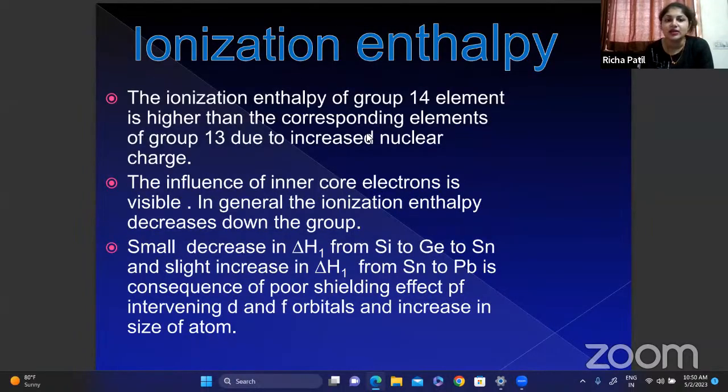So ionization enthalpy. The ionization enthalpy of group 14 elements is slightly higher than that of the group 13 elements. Why? The reason is the increased nuclear charge. The influence of the inner gas core is visible. Okay. What happens to ionization enthalpy as you go down the group? It decreases.